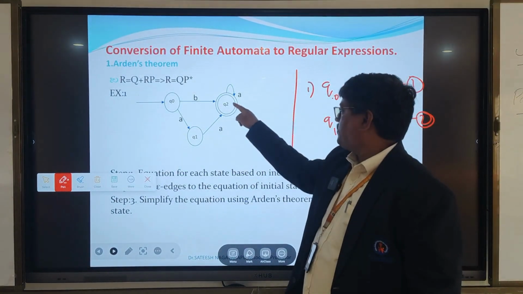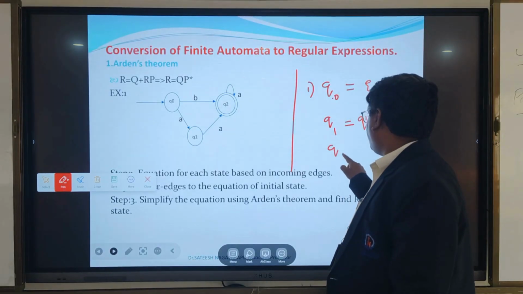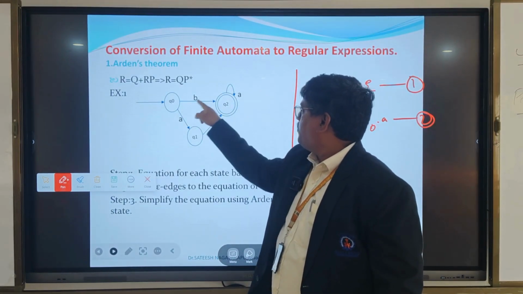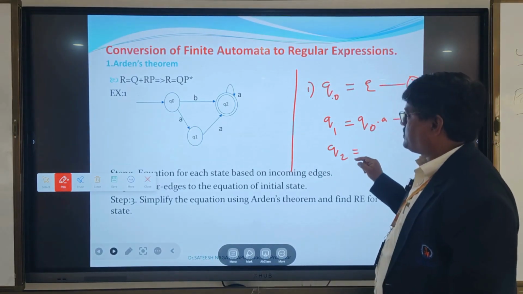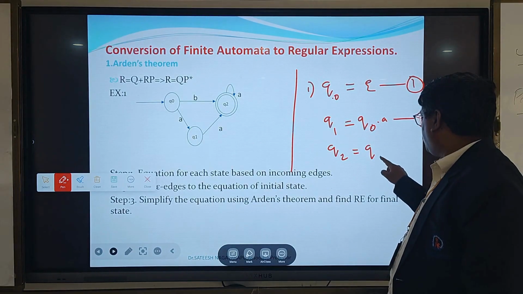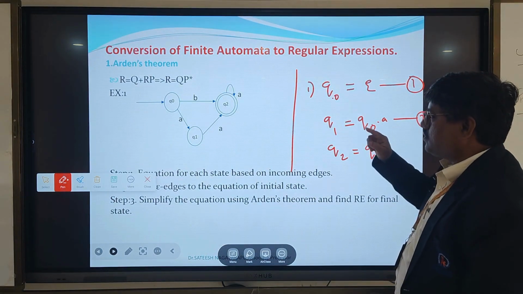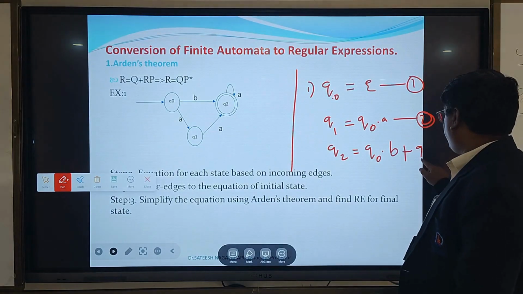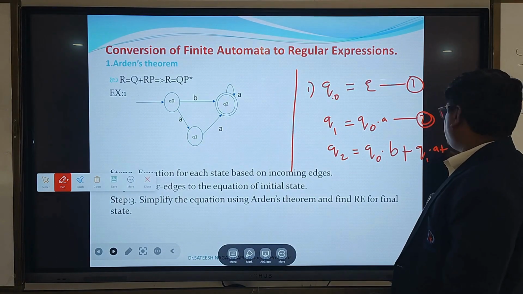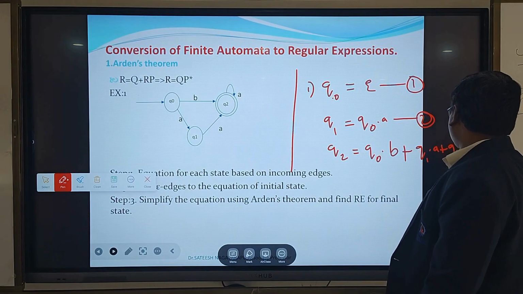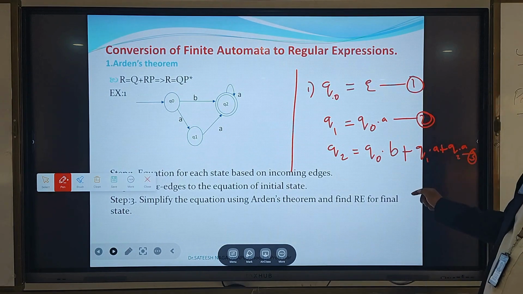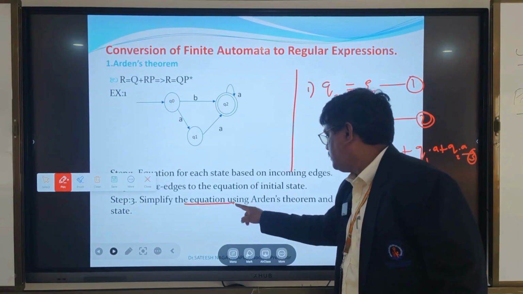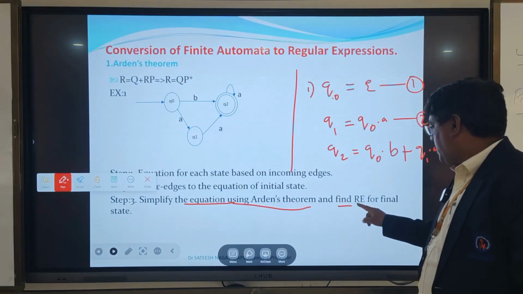Let us go with the third state, that is Q2. Q2 equals, what are the incoming edges coming into Q2? That is A, B and even the self loop. That is Q0 with B plus Q1 with A plus Q2 with A. Let us assume this is the third equation. There are three equations. What do we need to do? We need to simplify the equations using Arden's theorem and find the regular expression.